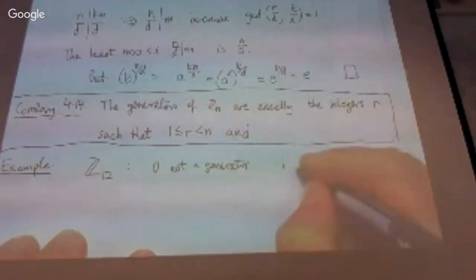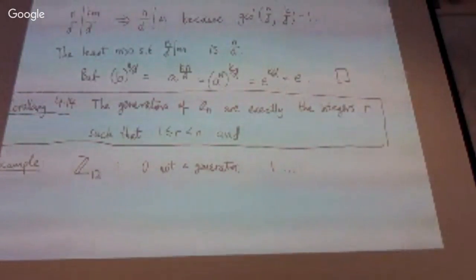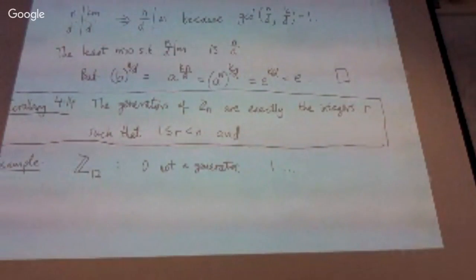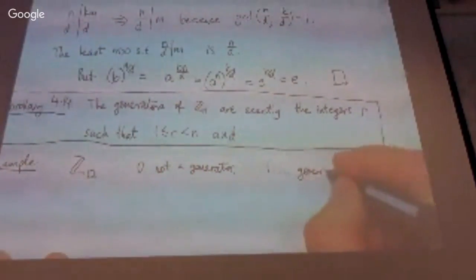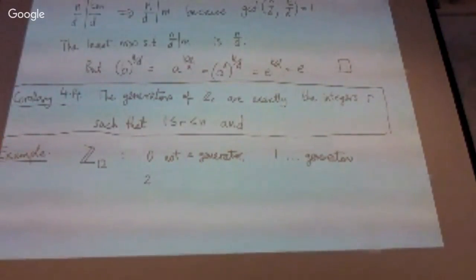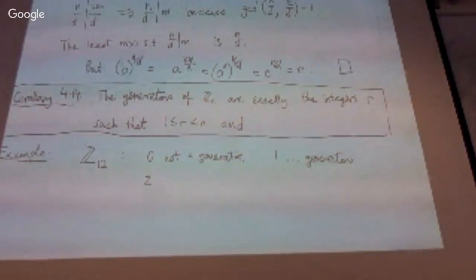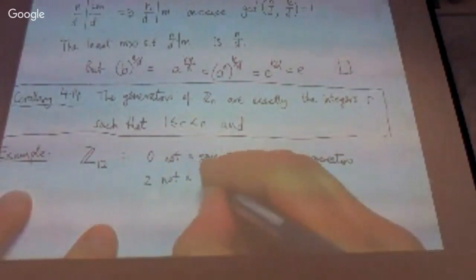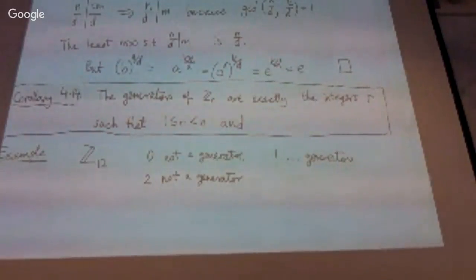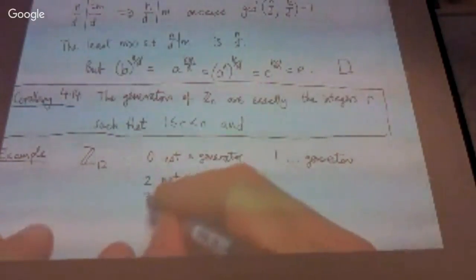Okay, well, 1. 1 plus 1, I get 2, I get 3, 4, 5, 6, 7, 8, 9, 10, 11, I get 0, I get everything. Generator. 2. Is 2 a generator? No. 2, 4, 6, 8, 10, 0. I get only half of them. Not a generator. 3. Is 3 a generator? 3, 6, 9, 0. I'm not getting anything.